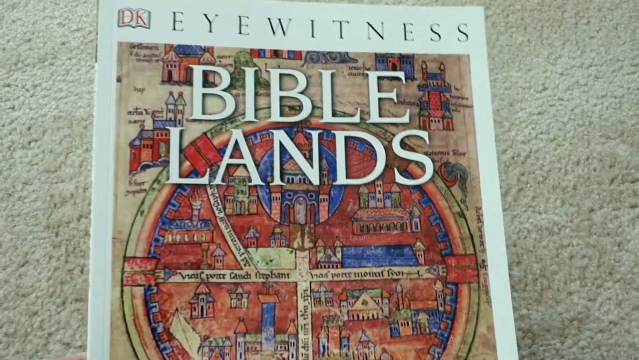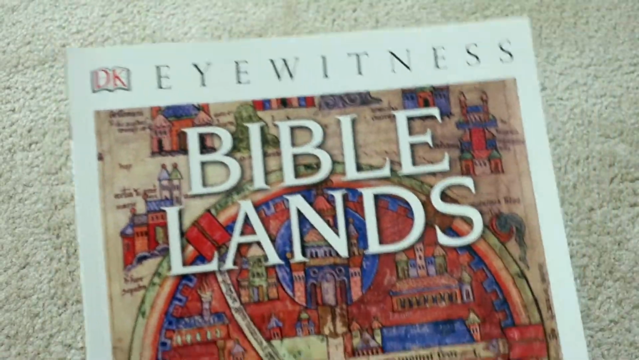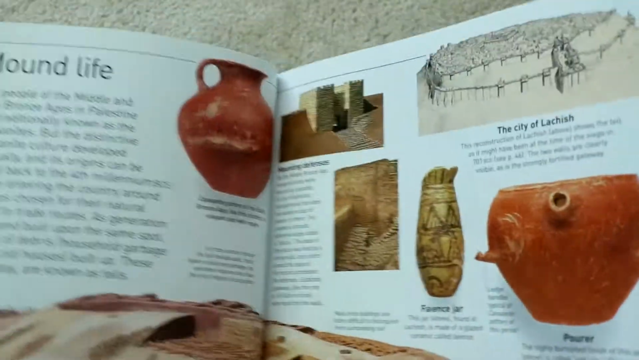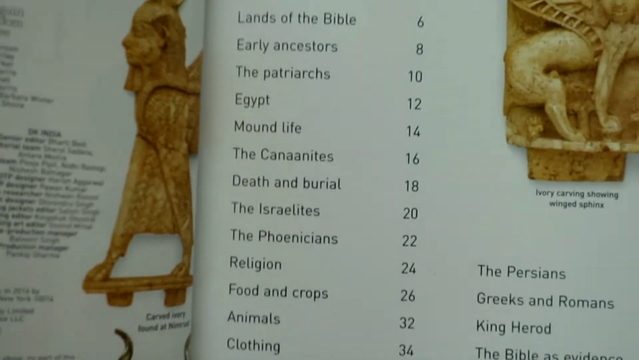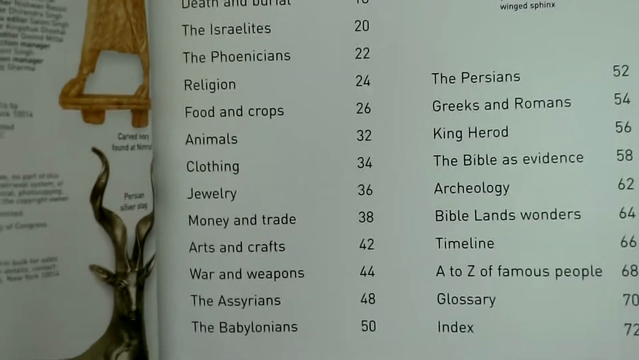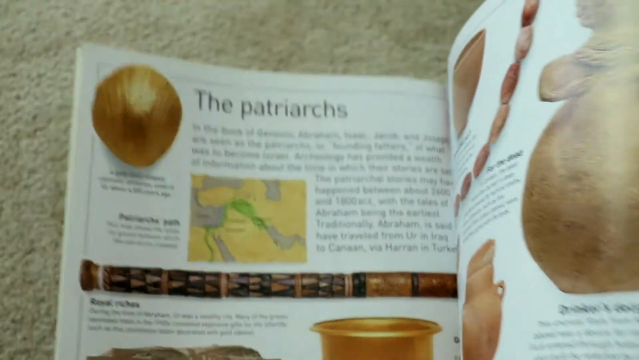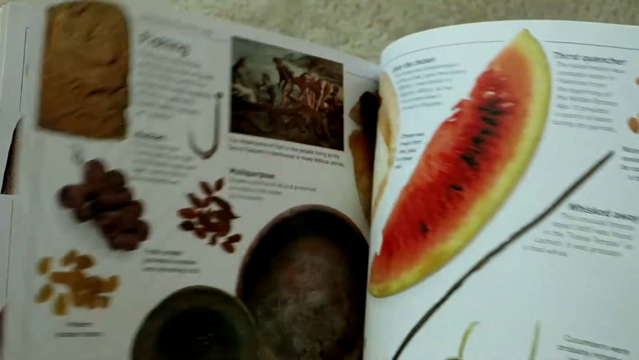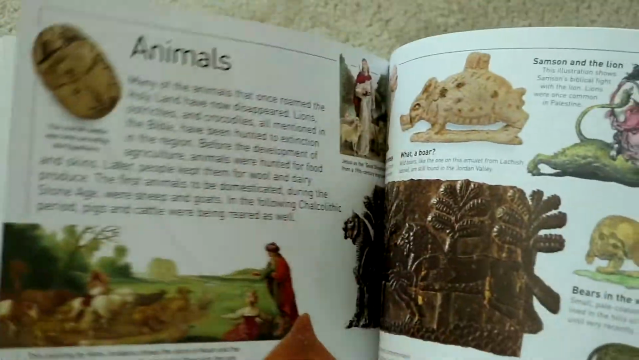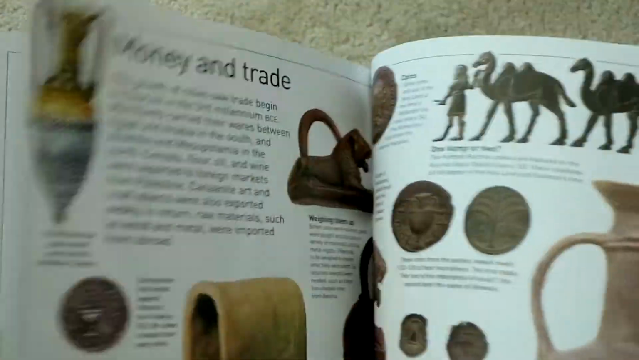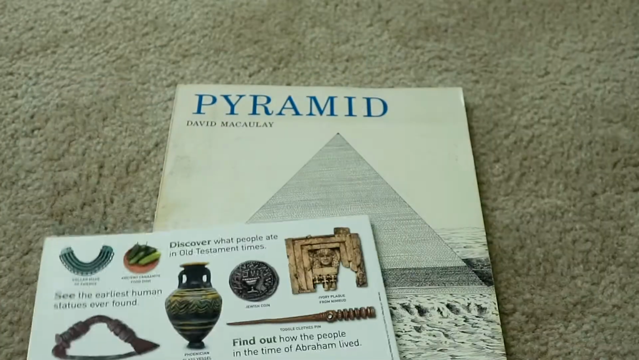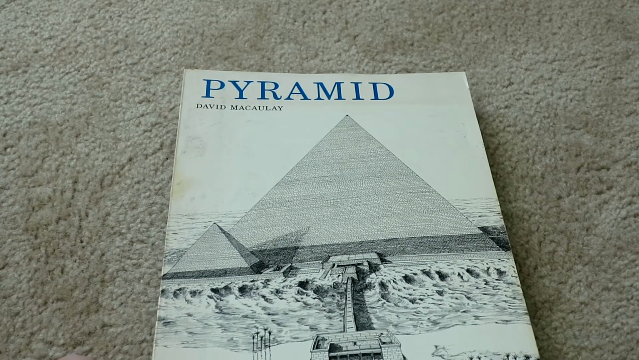And the next one is Bible Lands, a DK book. These are, of course, fantastic. DK books always have wonderful photos in them. Let's see what the table of contents is, and we're just picking out pages to go, not necessarily ones that correspond with what we're actually reading, but we just look at a page or two a day with them. Next one is Pyramid by David Macaulay.